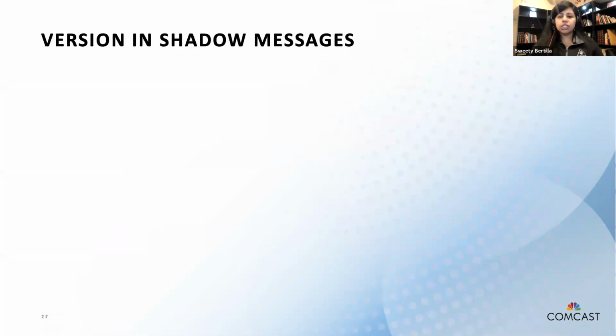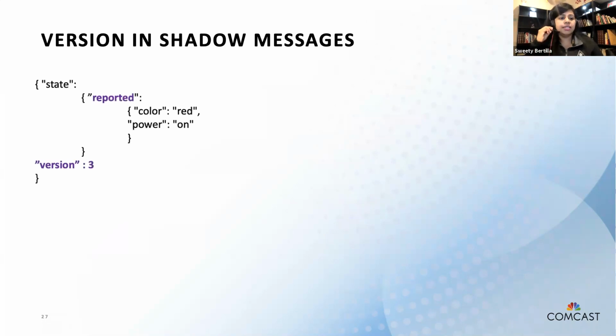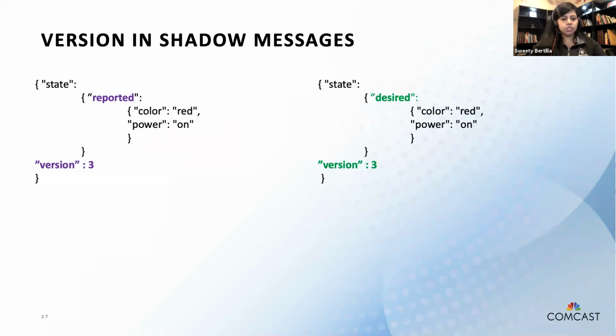Next one is versioning. So what is versioning? This is also part of the AWS Shadow State support. Versioning says this is the current version of the IoT device that you're receiving. Here I'm getting a reported state. Reported means this is what the device is in right now. It's saying the device has power on, the color is red, and the version is 3. So when I am sending a desired state, I'm saying change the color to blue and the power to off.